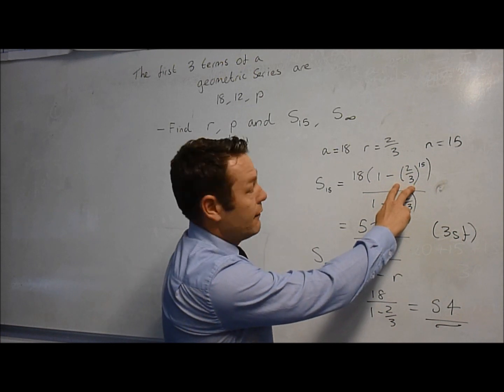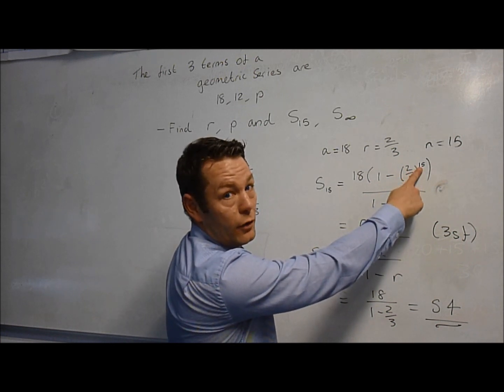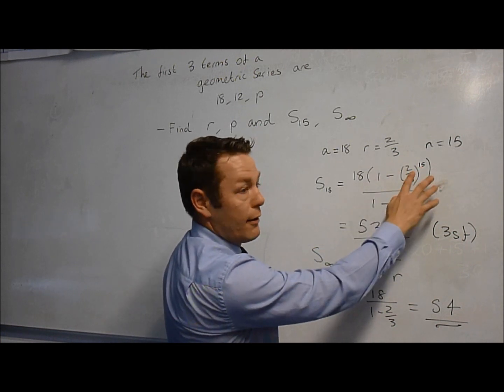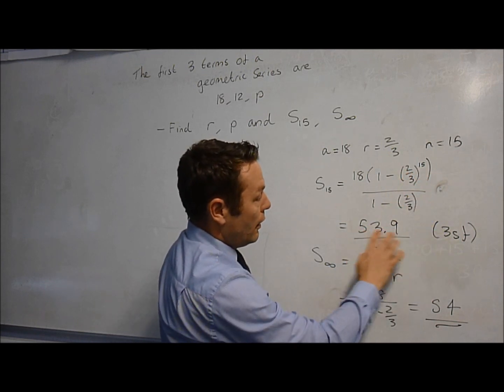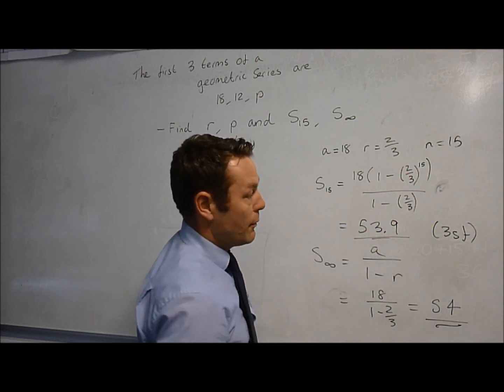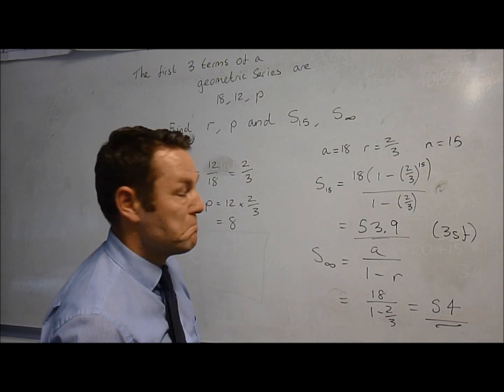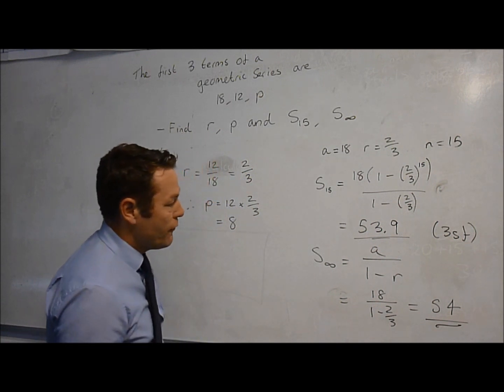Fractions, get that in brackets, otherwise you run the risk of it only being 2 to the power of 15. Brackets around everything that you think is important, and we get the value out, 53.9 to 3 sig fig. Not difficult.